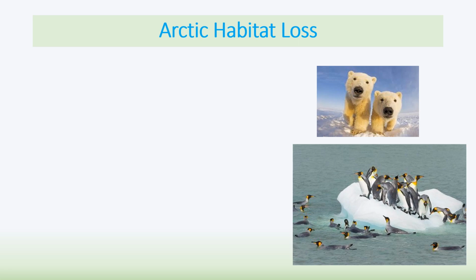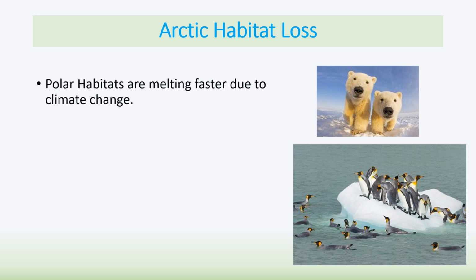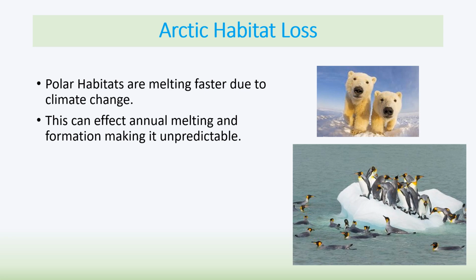Well, obviously there are lots of effects of climate change, weather patterns changing, etc. But the Arctic is going to be one of the first areas to see these climate change impacts, and the big impact is habitat loss due to the fact that they are an extreme environment that depends on the cold. So polar habitats are melting faster due to climate change. This can affect the annual melting, making it really unpredictable.